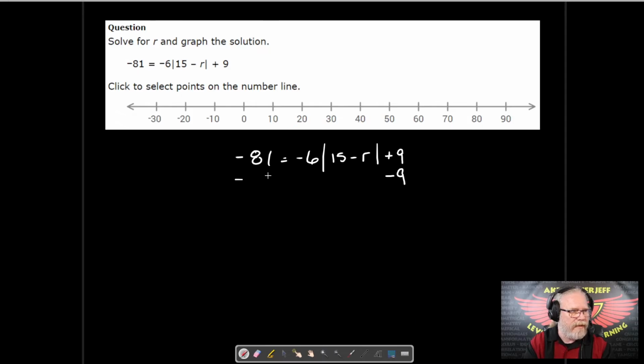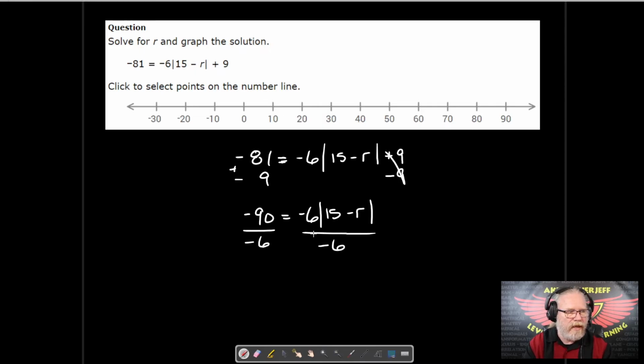And where's my equal sign? Yep, there we go. Make that equal sign a little more clear there. So with that said, this is like plus, right? So negative 81 plus negative 9, it's going to get even more negative and be negative 90 equals, let's bring down our negative 6 times the absolute value of 15 minus r. The 9s cancel each other. Now the negative 6 is tied to the absolute value of 15 minus r through multiplication, so we're going to divide by the very number we wish to get rid of. And what we do to one side, we do to the other. So those negative 6s will cancel each other out.